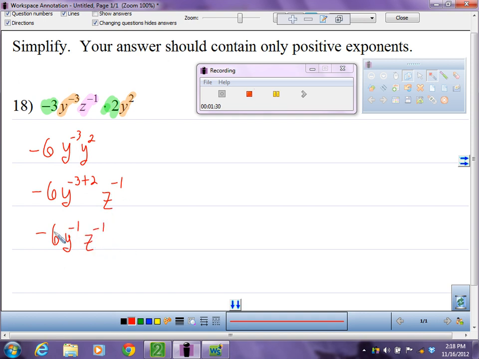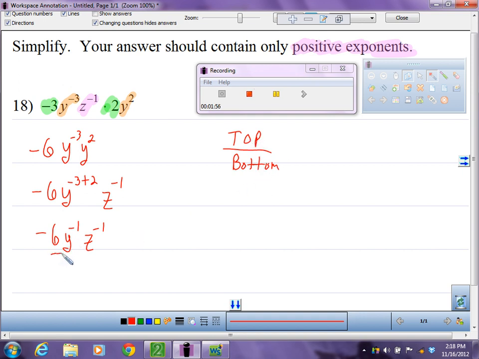Here's the tricky part. We're done, right? But we ended up with negative exponents. We should only have positive exponents, according to what it says here, right? Only positive exponents. Well, now I got to imagine a fraction. Okay, we have the top and we have the bottom, right? We have our numerator and we have our denominator.